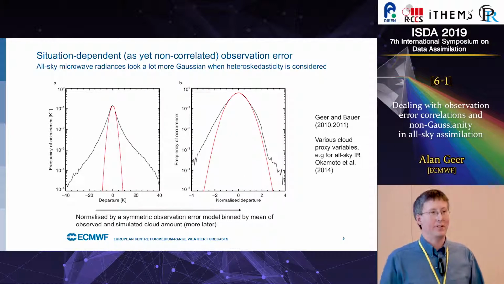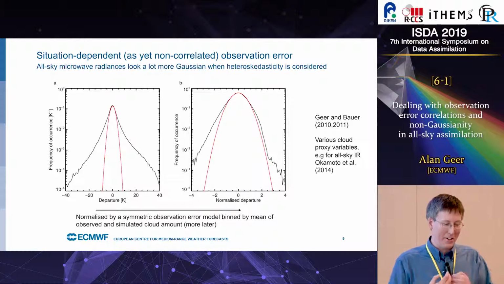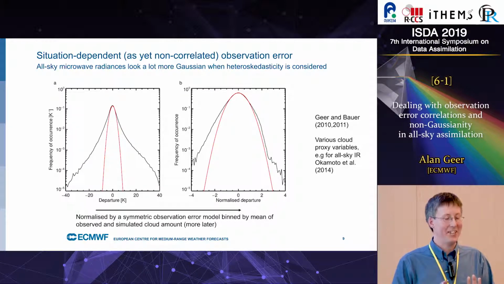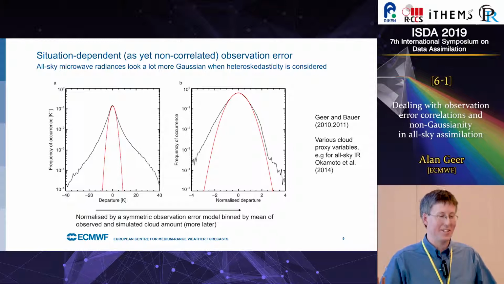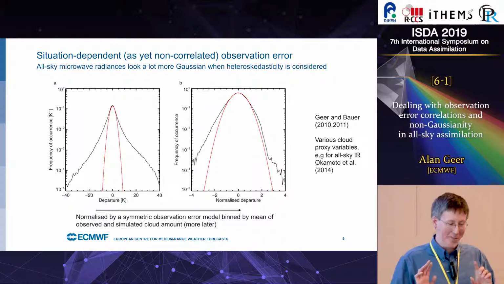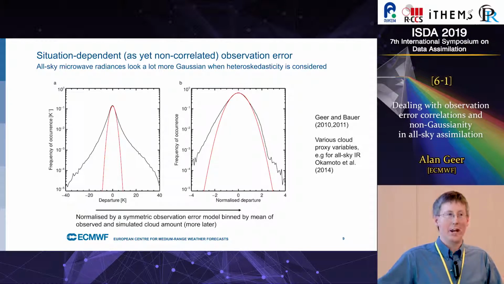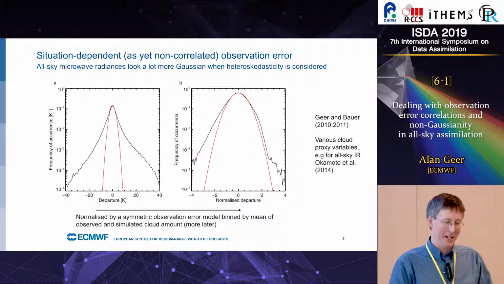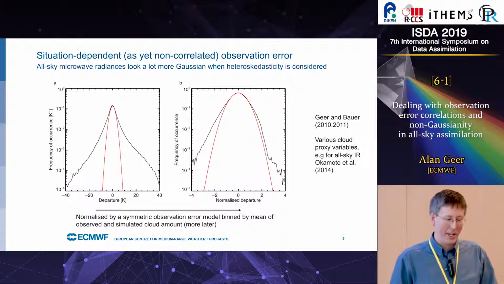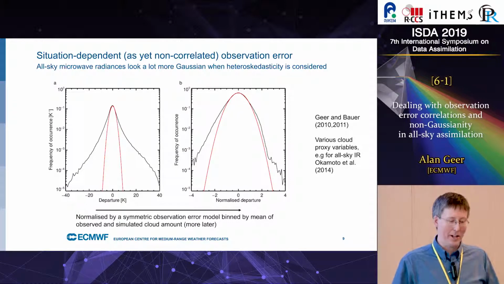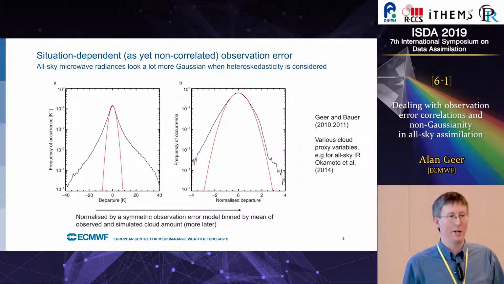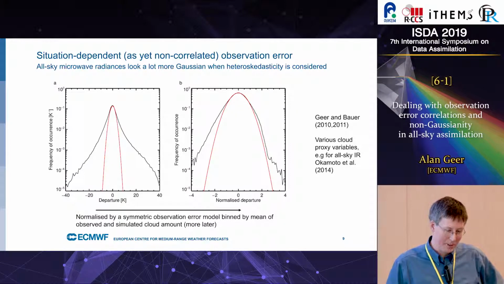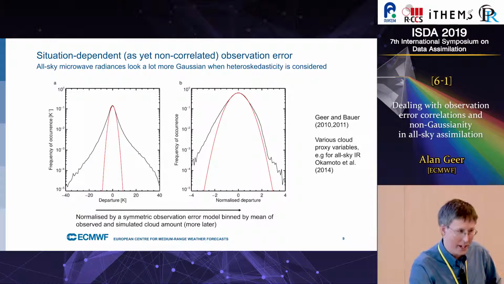So our assumption for assimilating all-sky observations is that there is this heteroscedasticity. I should just not put that word into the presentation. Let's just call it situation dependence. But we know that observation errors get bigger, or we propose that observation errors get bigger in cloudy skies and are smaller in clear skies. And if we put this situation-dependent error model in and we normalize the departures by that, we go from something apparently highly non-Gaussian to something that's really quite reasonably Gaussian for the range of normalized departures that we're actually going to assimilate, which is about plus or minus 3. I will show a little bit more on that later.